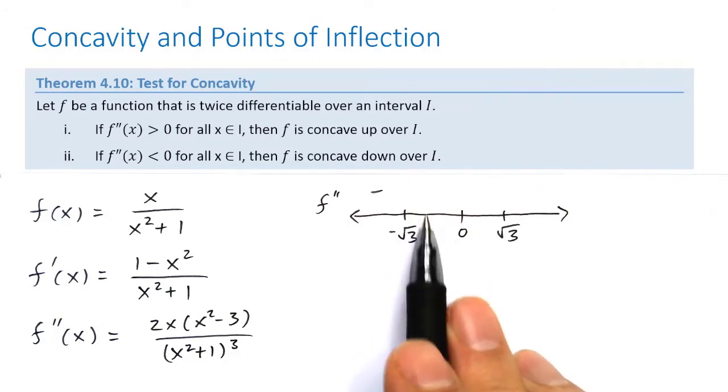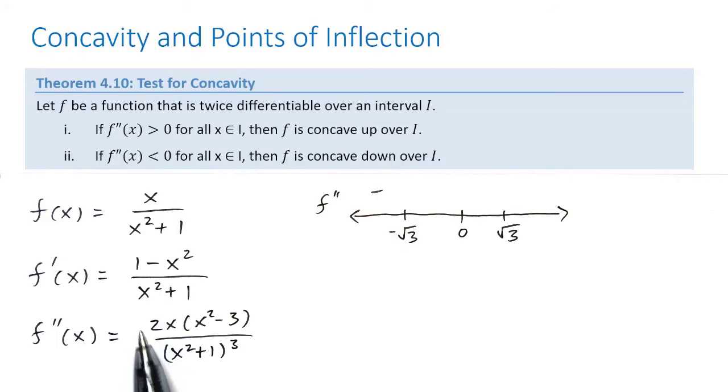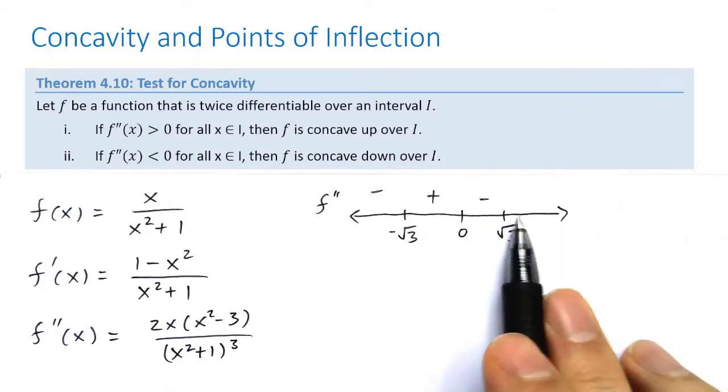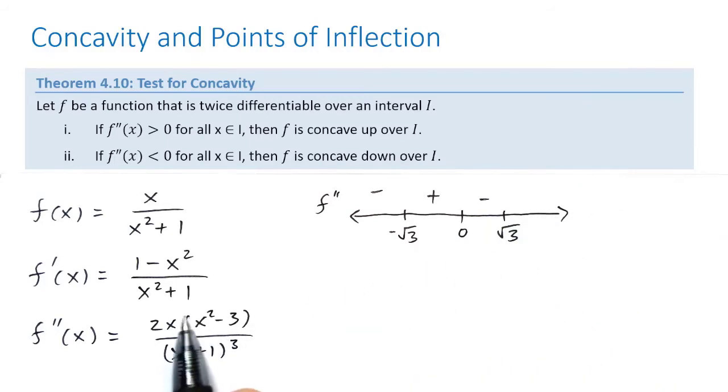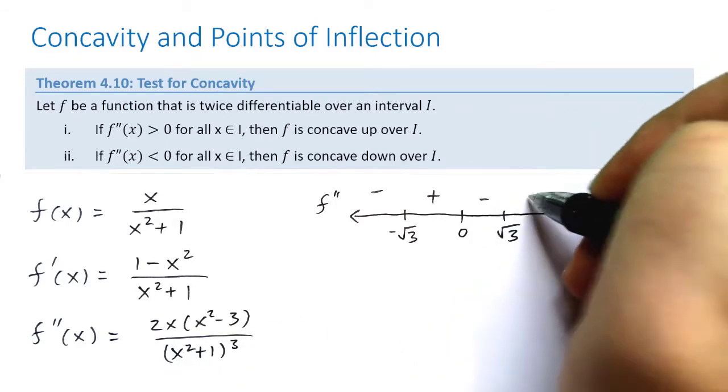What about a number in here? Well, how about negative 1? If I plug negative 1 in here, I get negative 2 times 1 minus 3. That's negative 2. Negative 2 times negative 2 is positive 4. Divided by something positive is still positive. If I plug in a number in here, like 1, I get positive 2 times negative 2, so that's negative 4, divided by a positive number is negative. And over here, I'll plug in 2. 2 is in this interval. So 2 times 2 is 4, 2 squared minus 3 is 1, so 4 times 1 is 4, divided by something positive is still positive.